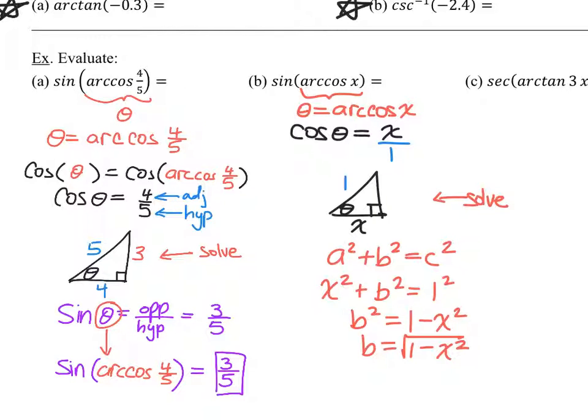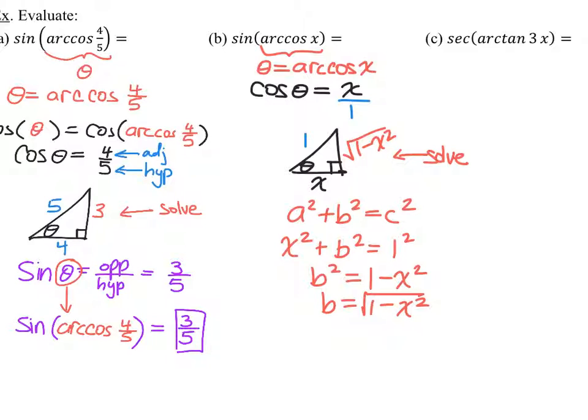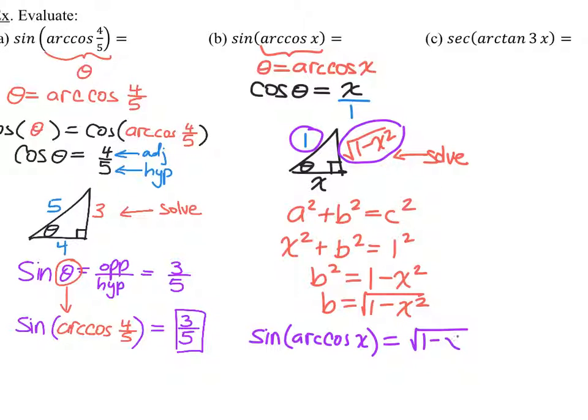All right, so I now know what the missing side is here. And that tells me pretty much everything I need to know. So this is 1 minus x squared under the radical. The sine of theta, well, theta again is arc cosine of x. So I'm looking for the sine of the arc cosine of x, which is going to be the opposite side over the hypotenuse. So it just simplifies down to the square root of 1 minus x squared.